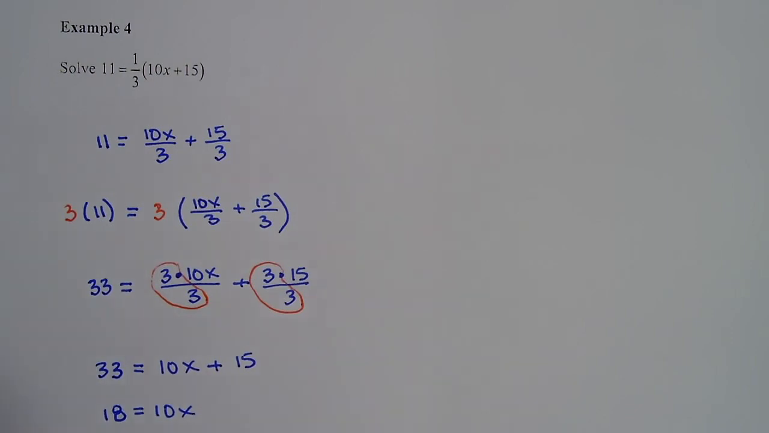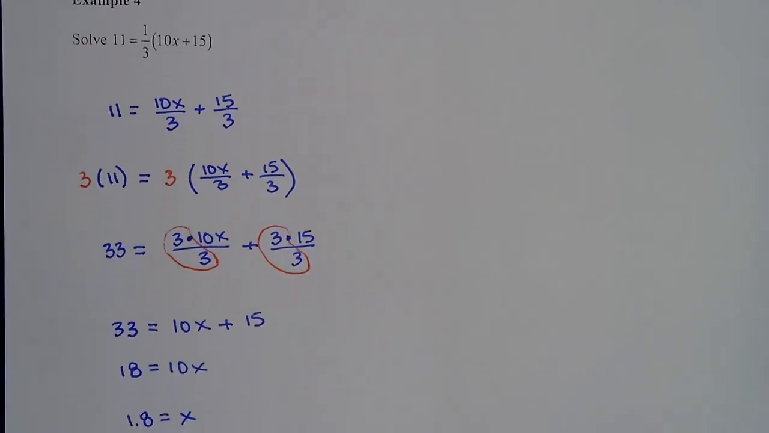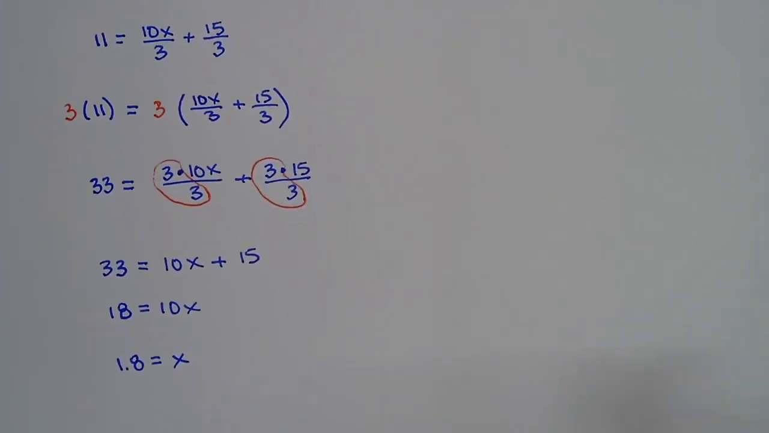Let me slide that up so you can see it. So right here, we divide both sides by 10 and we get 1.8 equals x. We're going to write our answers in this class as decimals, because everything that we do in physics is measurements. So this is going to be related to some type of measurement. All right, let's go to the next problem.